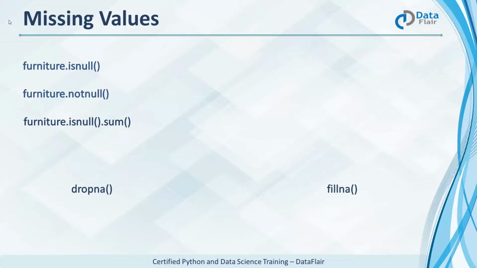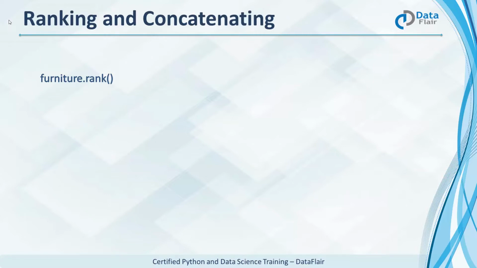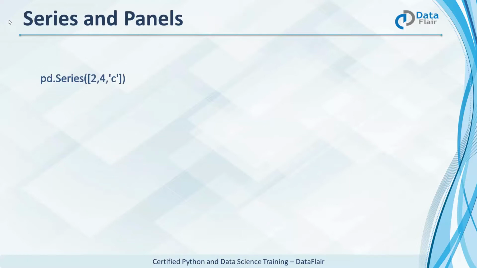Drop NA and fill NA. Drop and fill the null values in the dataset. This ranks every variable according to its value, and this concatenates 2 or more data frames. This is a series. It is a 1-dimensional array and is labeled, capable of holding more than one kind of data.